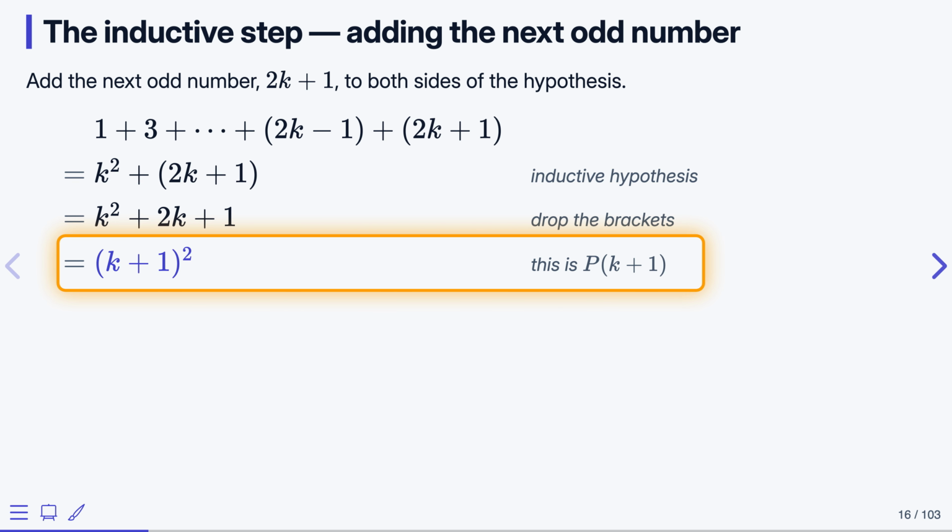Step 3. That is a perfect square. It equals k plus 1 all squared. That is exactly P of k plus 1. So the sum of the first n odd numbers is n squared.